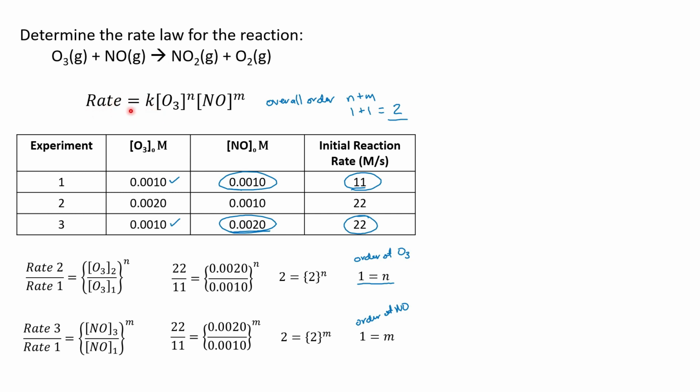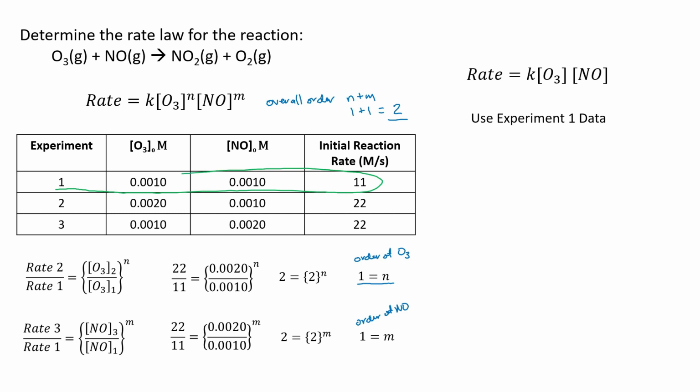So let's rewrite our rate law with our N and our M plugged in. So here we go. Here's our rate law. Of course, we don't put the ones in. We assume they're there. And we need to use the experimental data from any of the experiments to determine K. So let me again erase my marks.